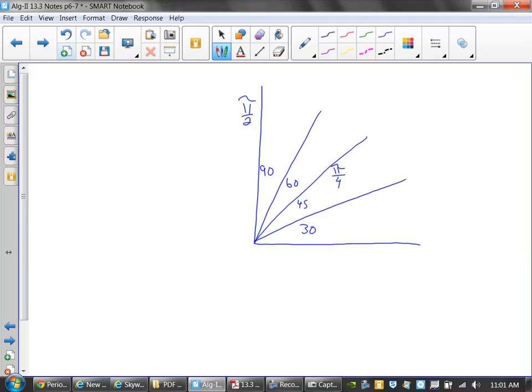Now, a lot of times students have a tendency to make a mistake with which one goes with the 60, which one goes with the 30. 60 goes into 360 how many times? 6. So that's pi over 6.